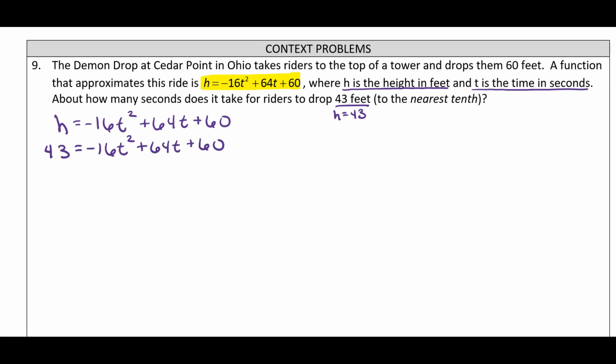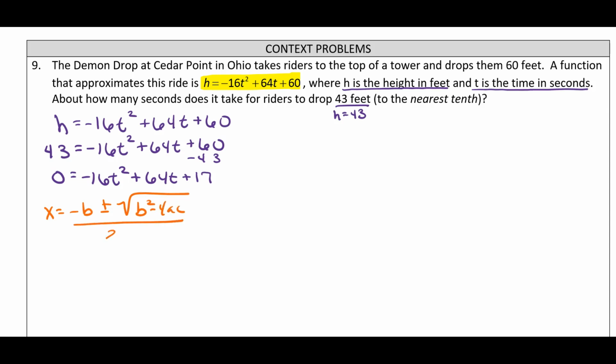Now to use the quadratic formula, it has to equal 0. So to do that, I'm going to have to subtract 43 from 60. So 60 minus 43 is going to be 17. So I have negative 16t squared plus 64t plus 17. So now I can use my quadratic formula. x equals negative b plus or minus the square root of b squared minus 4ac, all over 2a.